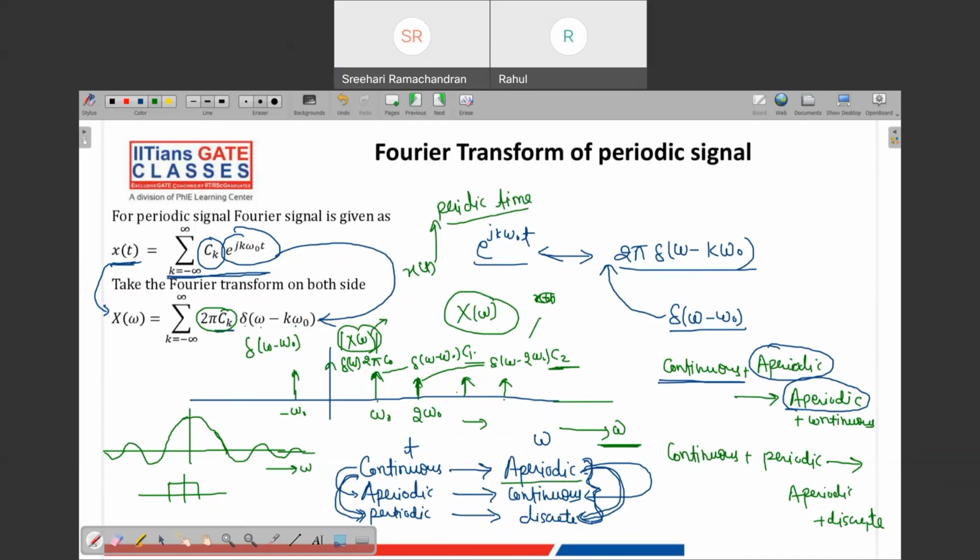For the frequency domain, for it to be periodic, there should be an omega naught which satisfies this criteria. For some omega naught, it should repeat. It can be any number, but we don't see those numbers here.